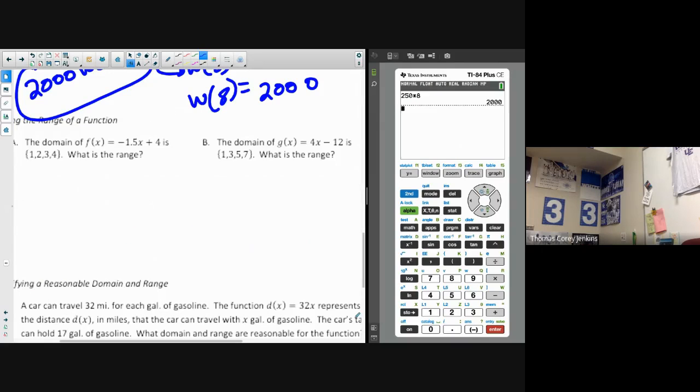All right, and then I'll do one of the next two. It says the domain of f of x equals negative 1.5x plus 4 is 1, 2, 3, 4. And so what's the range? All right, so for this given domain, what is the range that goes with it? Let's just find out. So we want to find f of 1. We want to find f of 2. We want to find f of 3. And then we want to find f of 4.